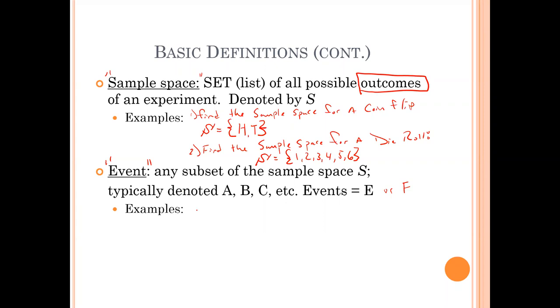So we'll just do one here. Find the event E, which is rolling an even number. You would just write it like this, E. What are the ways you can roll an even number on a six-sided die? It's just the numbers 2, 4, 6.